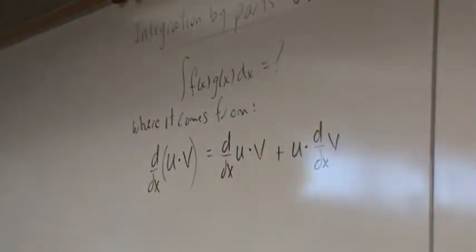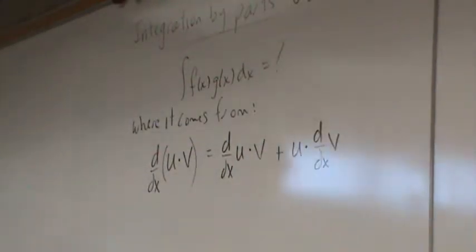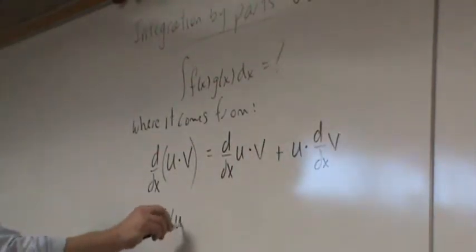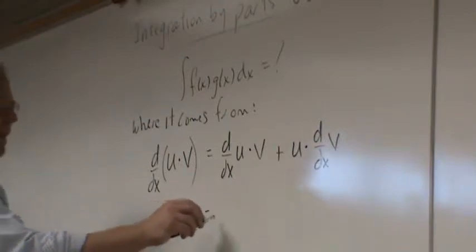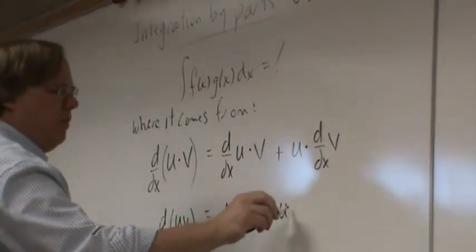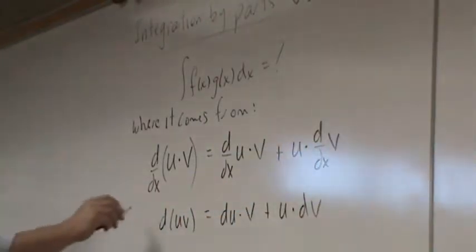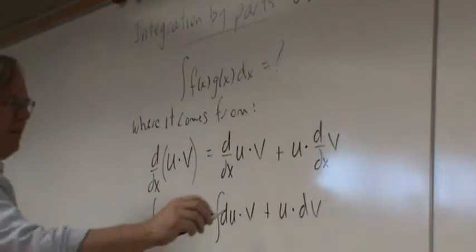Don't write this down, just watch and enjoy. You guys okay with that? Product rule. And now I'm going to do something a little tricky. I'm going to multiply both sides of the equation by dx. So all the dx's go away. So I have d(uv) equals du times v plus u times dv. And then I'm going to take the antiderivative of both sides of this equation.